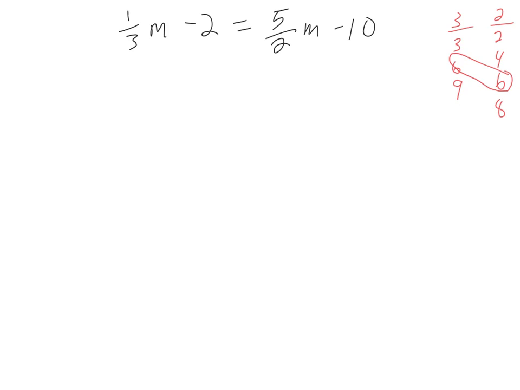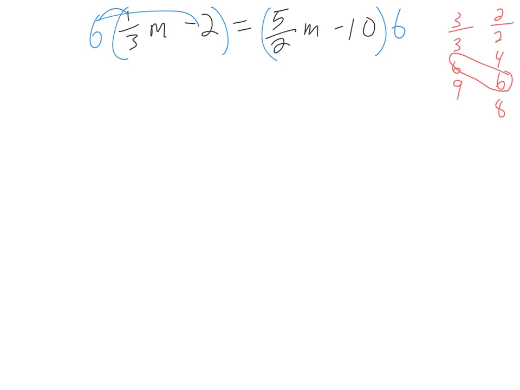So every time we do this, we're going to try to find the least common multiple. For the rest of the problems, I'm just going to tell you what the least common multiple is, but if you are having trouble finding out why that is the case, please hit pause and ask a teacher. So the least common multiple of the denominators here is 6, so we're going to multiply both sides of this equation by 6. We're going to distribute.